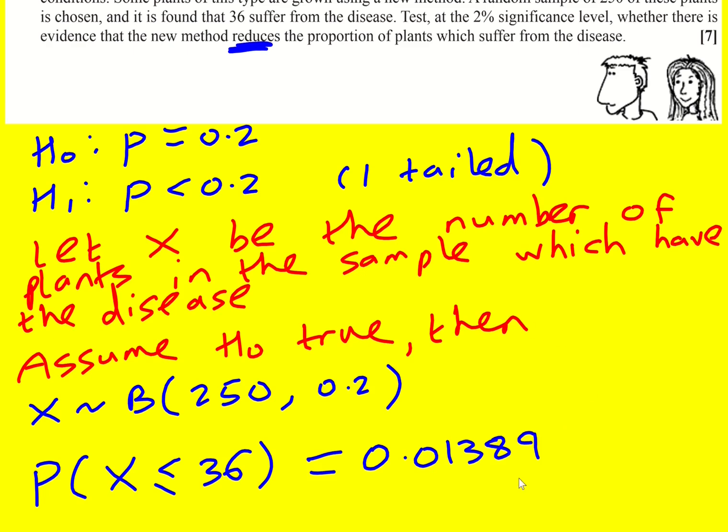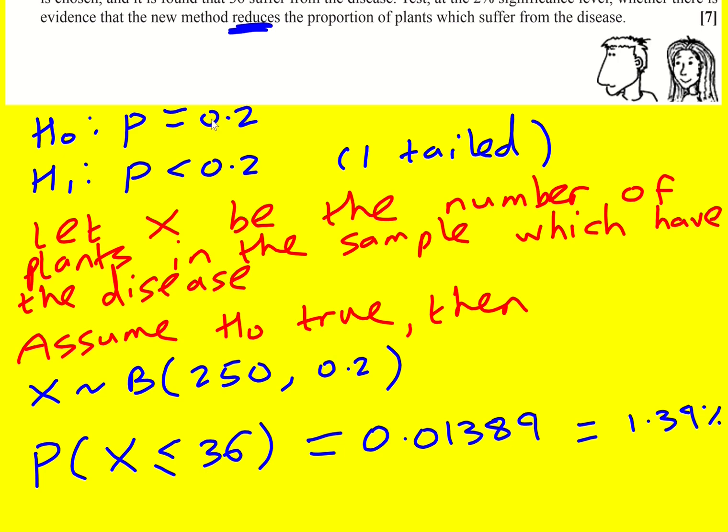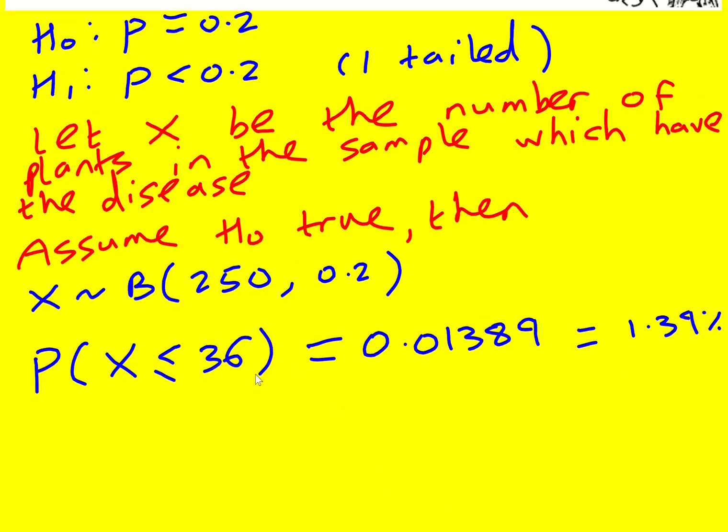And what that is saying, if I write it as a percentage, is 1.39%. There is a 1.39% chance that this could have happened if p was equal to 0.2. So very, very small. We wouldn't expect to get this.